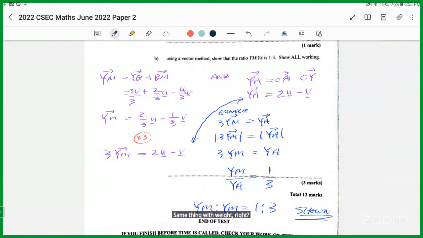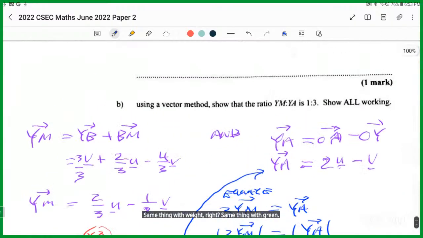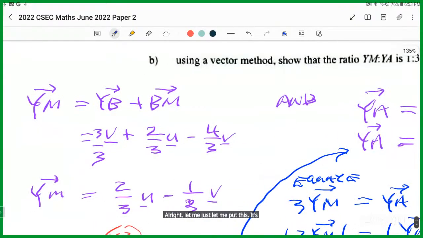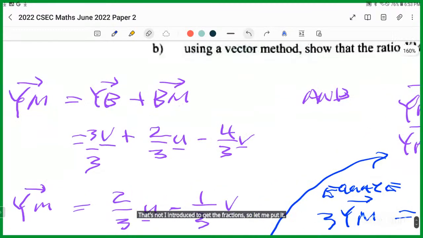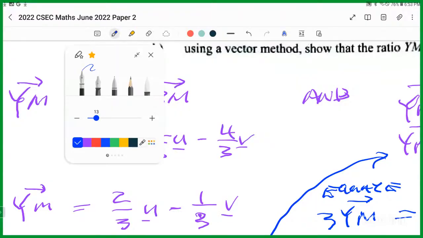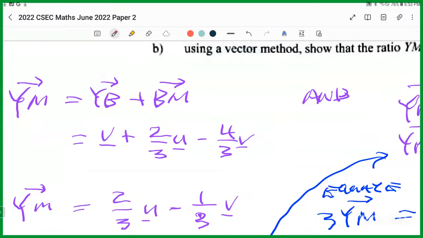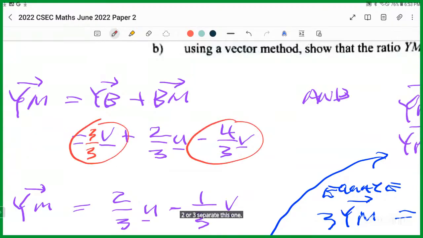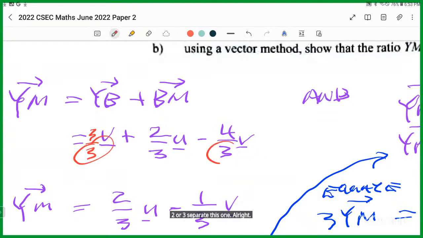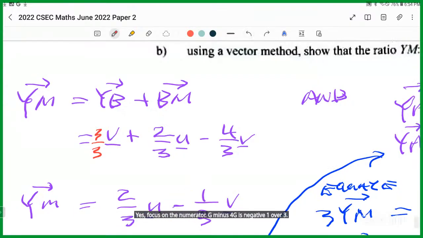Alright, let me put this 3 over 3 in red, because I introduced it to get the fraction. So let me put it in red. It's 3 over 3. So I could work it with this one. Alright, and the denominators are the same. We basically just focus on the numerator. 3 minus 4 to get this negative 1 over 3. So put that part in red.